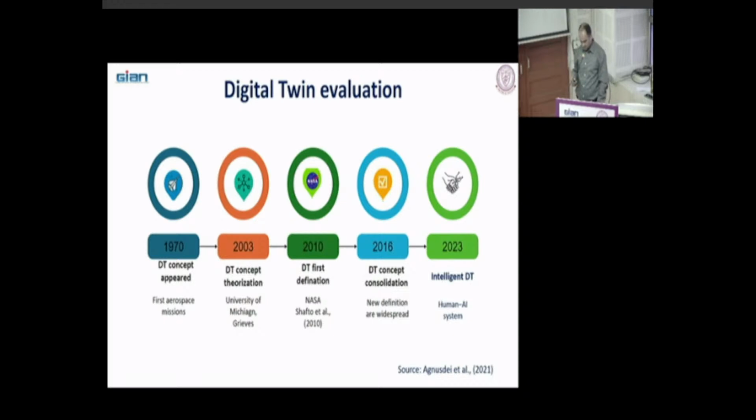Then you can see the overall timeline of the digital twin. In 1970, the digital twin concept appeared, in the first aerospace mission conducted by NASA, Apollo 13. And again, why is it called a successful failure? Because they managed to bring their crew members back to the Earth safely.